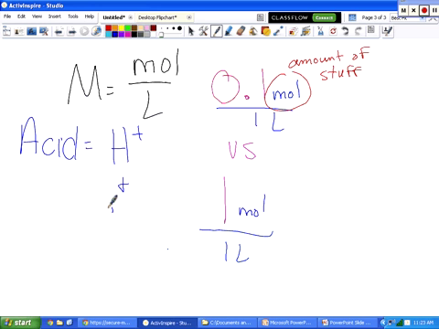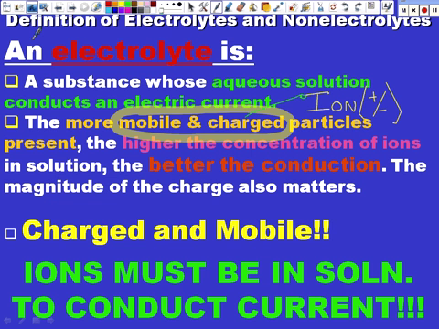Devin, let me ask you this. What has to be present for electricity to flow? Is that an ion? Does it conduct electricity? That's what it does. You with me? So if I take an acid and I put a contraption to test the conductivity of it, should it glow? Yes. So the higher the concentration, the better conduction. So again, two things. Number one, charged and mobile, ions must be in solution to conduct electric current.